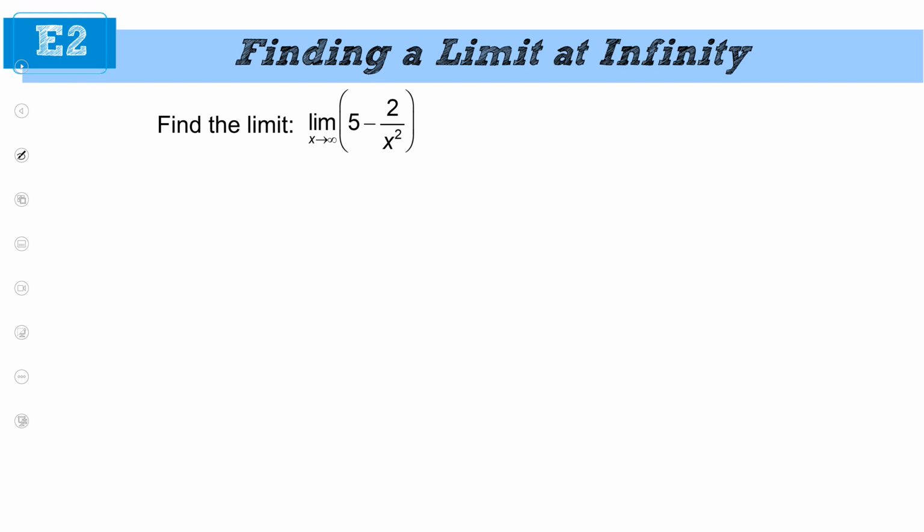What's the answer? 5. Why? Because if you plug in infinity, you just get rid of it, because it's 2 over infinity, which is basically just 0, so then you're just left with 5. Man, you're having a killer day.